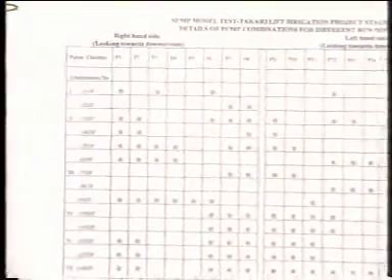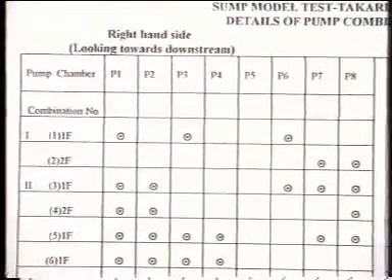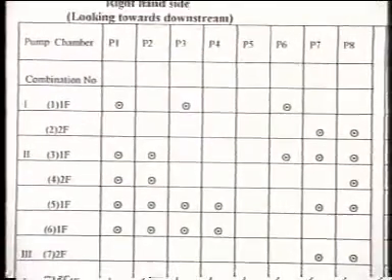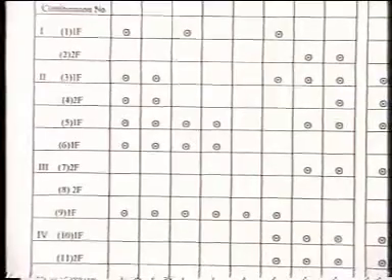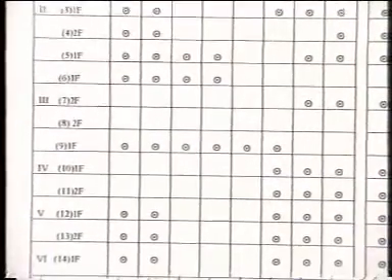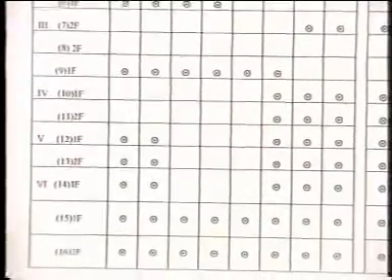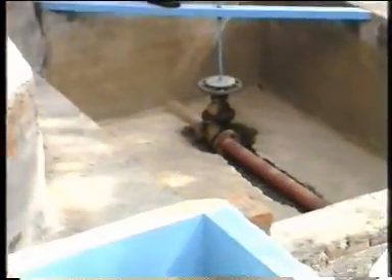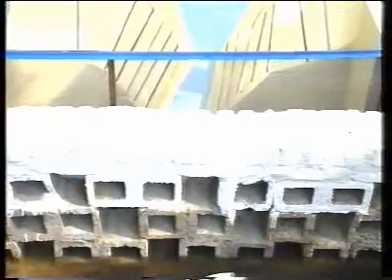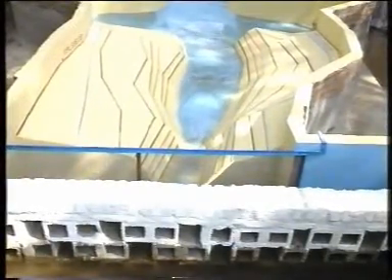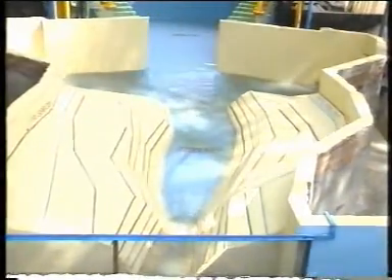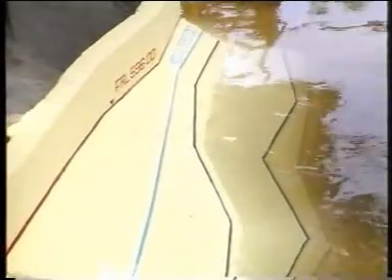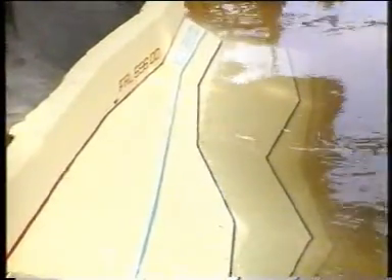The experimental runs were made as per the given combination of pumps P1 to P16 as seen in the table. Water is first let into the model by opening the inlet valve. Water then passes through the diffuser into the approach channel. The water is maintained at any desired level suitably by adjusting the inflow and outflow.